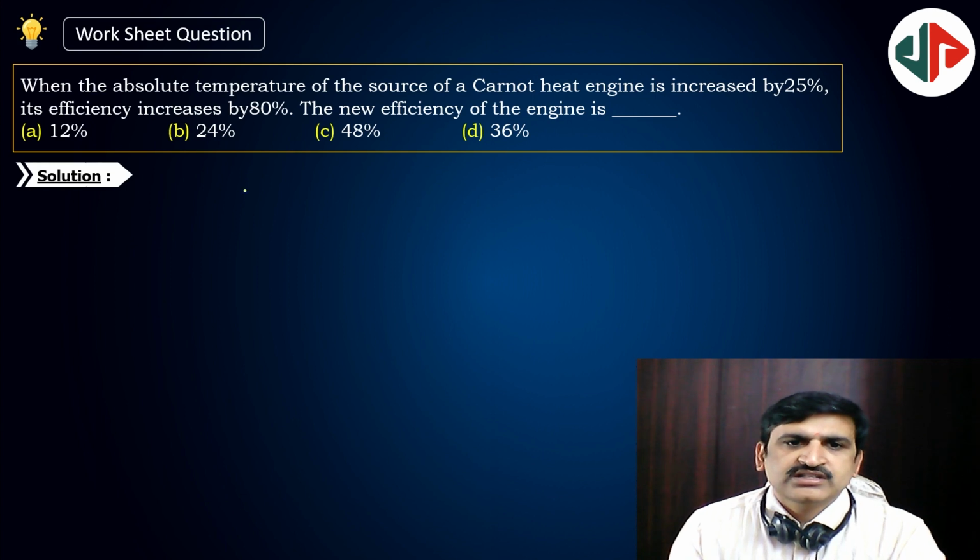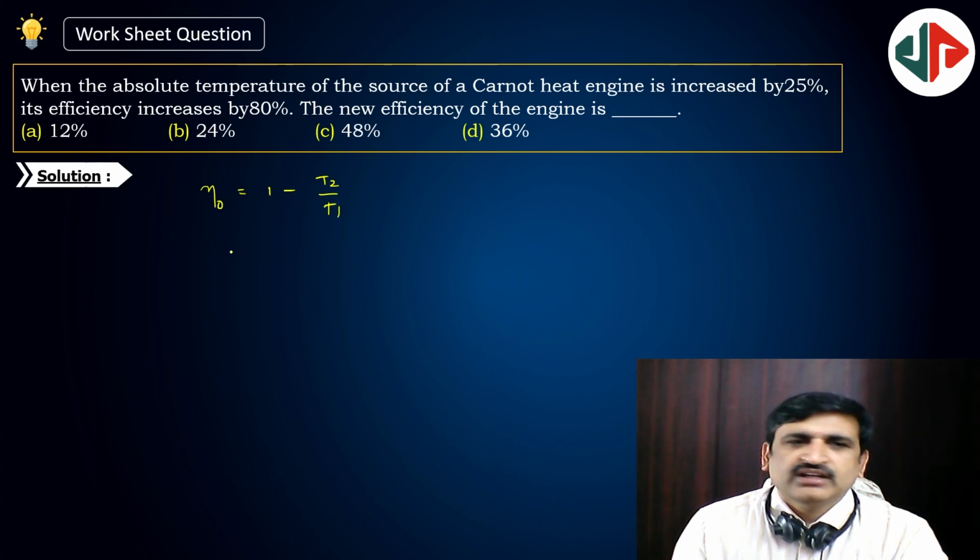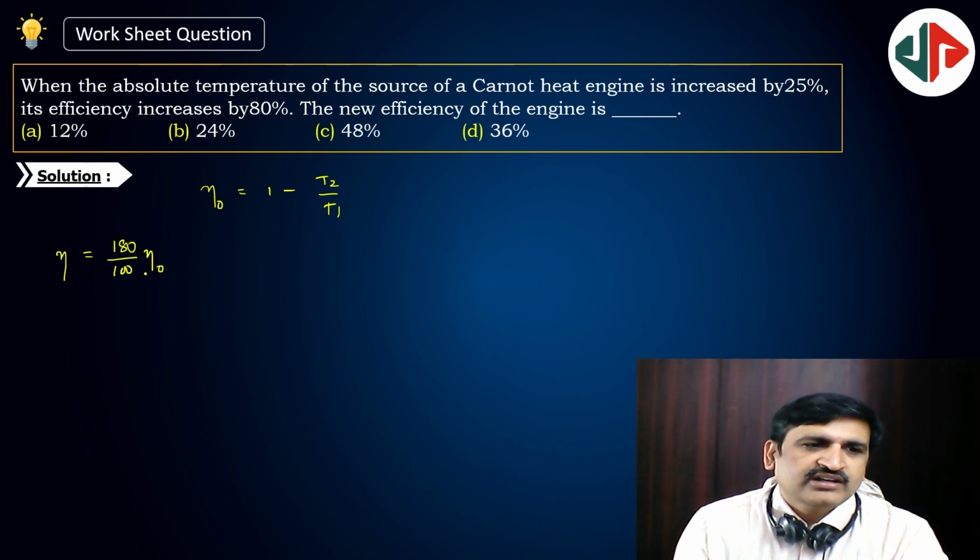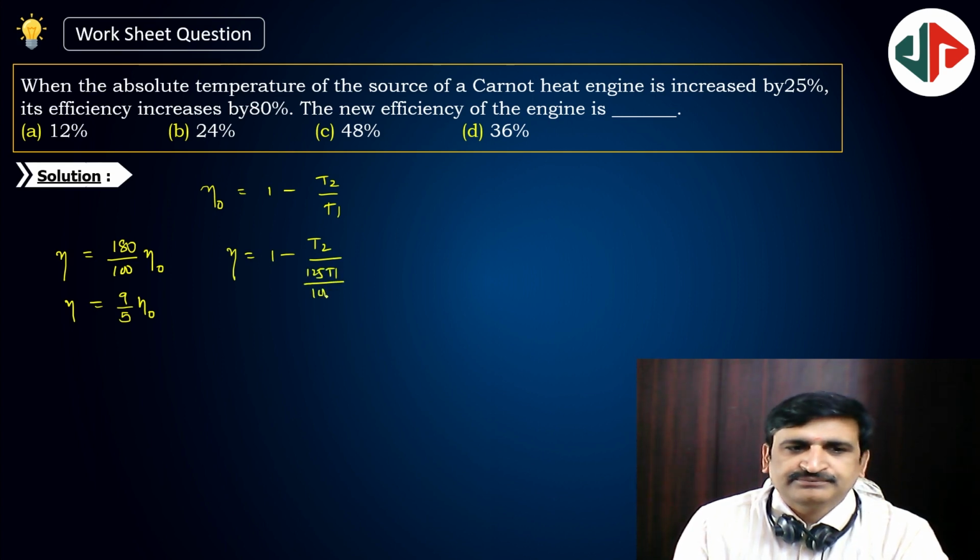Absolute temperature: we have eta naught is equal to 1 minus T2 by T1. And eta is 80% increased, that means 180 by 100 of eta naught. This is nothing but 9 by 5 eta naught is eta. And also eta is equal to 1 minus T2 by 125 T1 by 100, when T1 is 25% increased. So eta is equal to 1 minus 4 T2 by 5 T1.